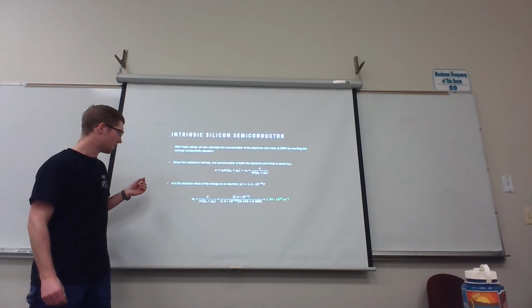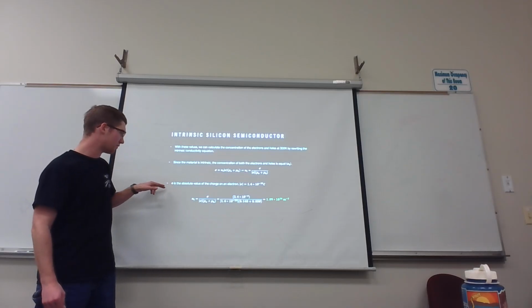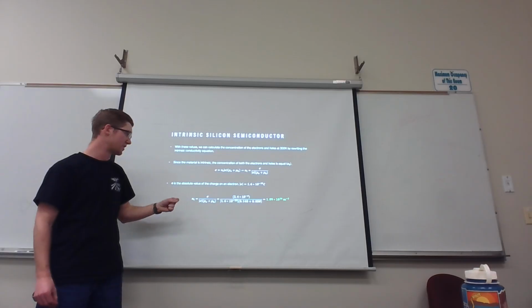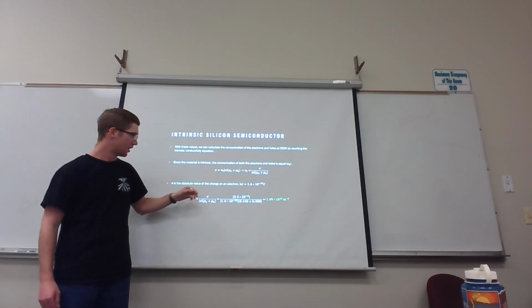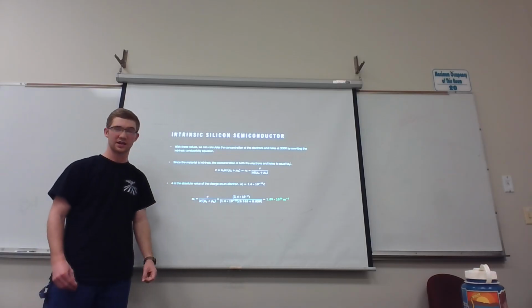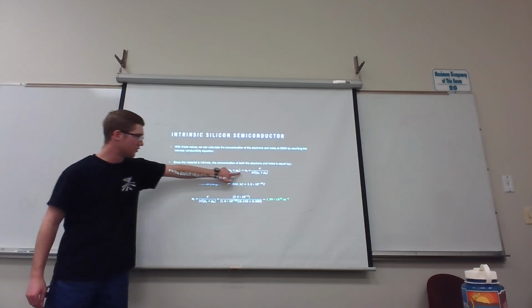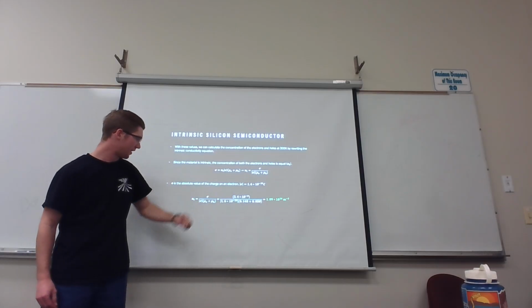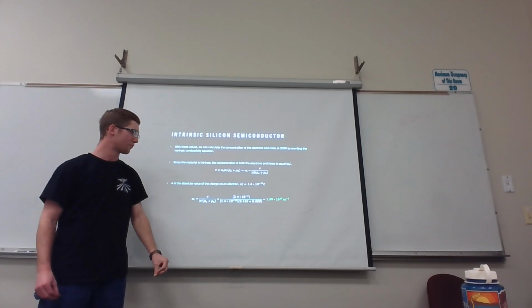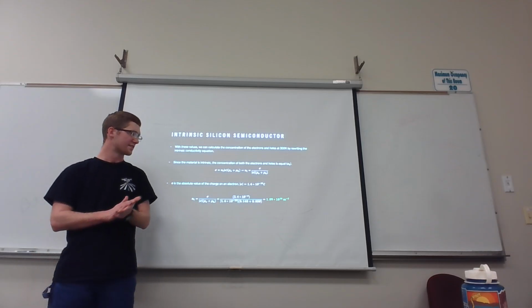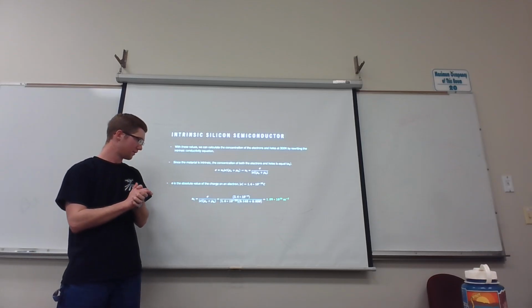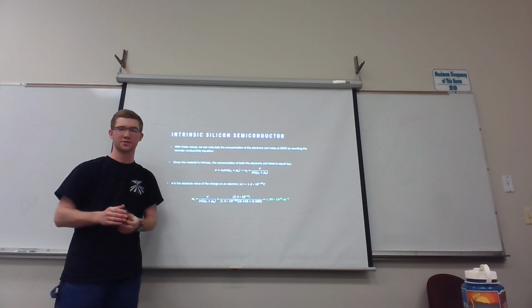And so we also use e, which is the absolute value of the charge on an electron, and that is 1.6 times 10 to the negative 19th coulombs. So when we put this into our new equation here, we find that our concentration is 1.09 times 10 to the 16th per meters cubed.